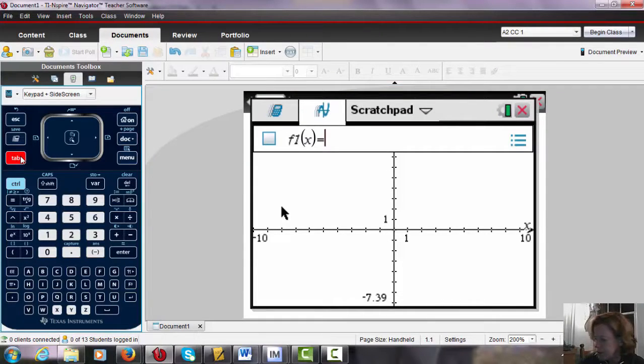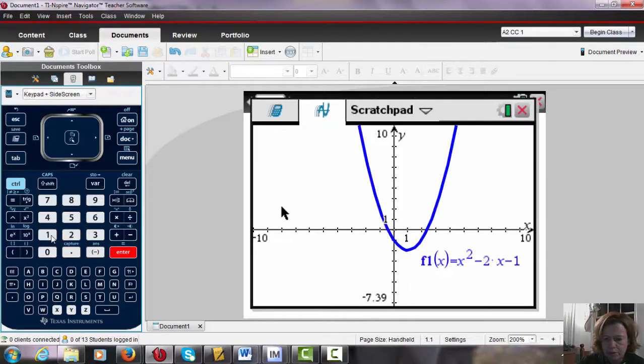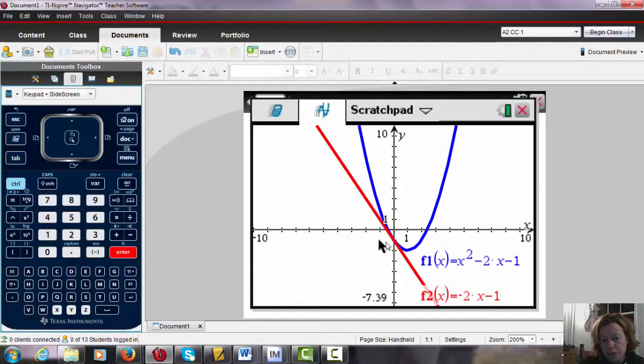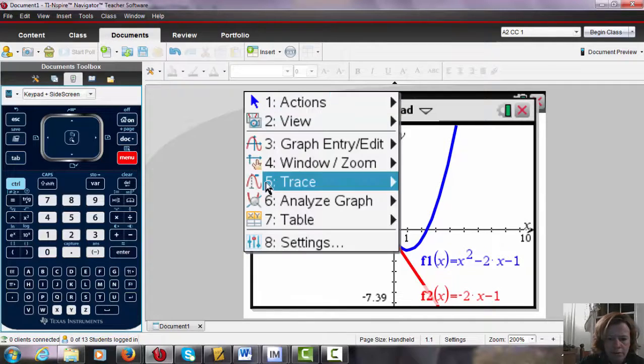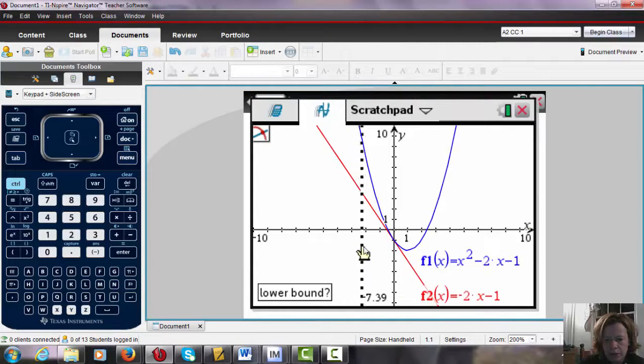So my first graph is x squared minus 2x minus 1. There's the parabola. And my next graph is negative 2x minus 1. There. So it would appear, again, that there's only one point of intersection. Let's analyze that. Menu, Analyze, Intersection. Lower bound to the left, upper bound to the right. And there it is again, (0, negative 1).